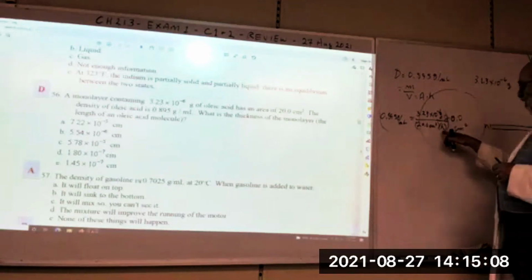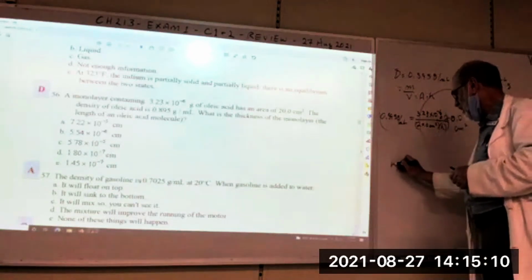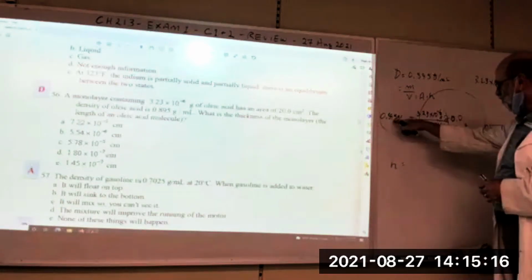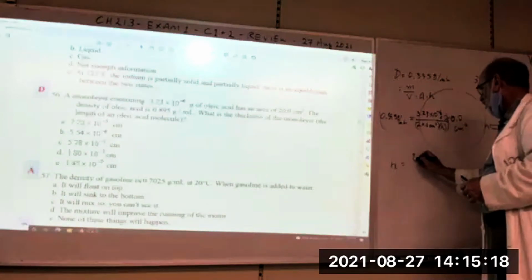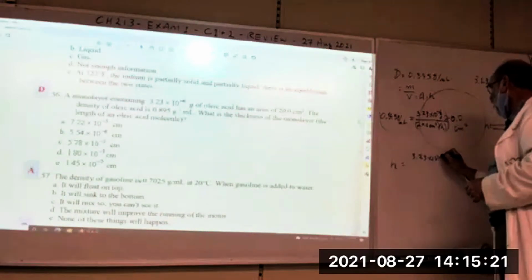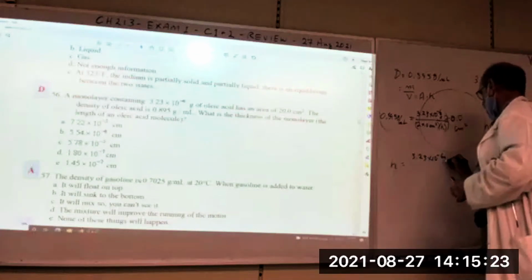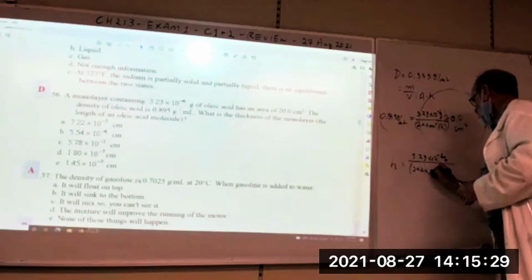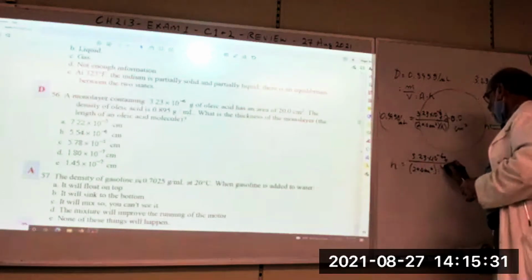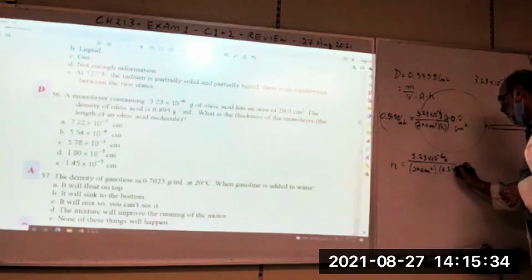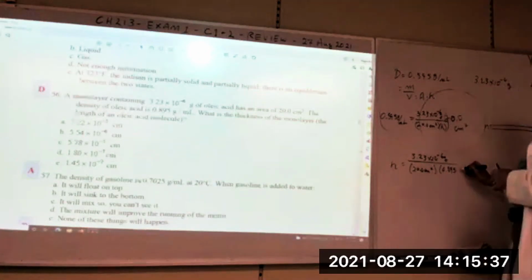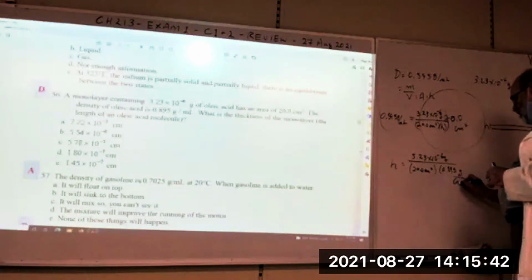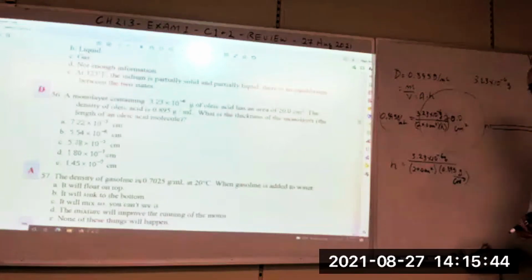Which would be what? Well, it's in the denominator here, so it'd be in the numerator over here. You get the unknown on one side and everything else on the other side. So this comes over here to the denominator. 3.23 times 10 to the minus 6 grams divided by 20 square centimeters times 0.895 grams per cubic centimeter.